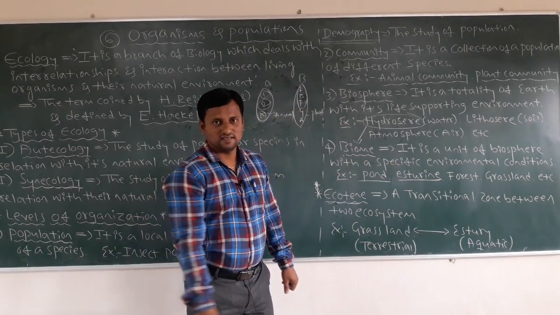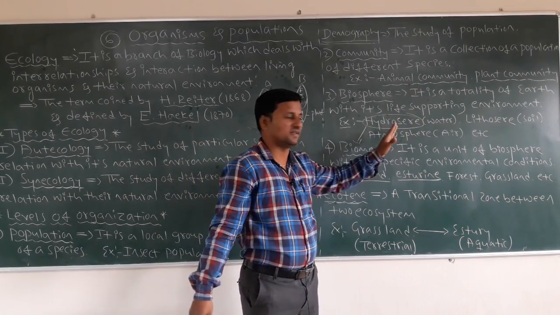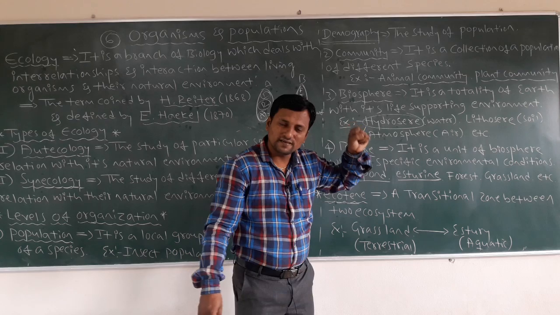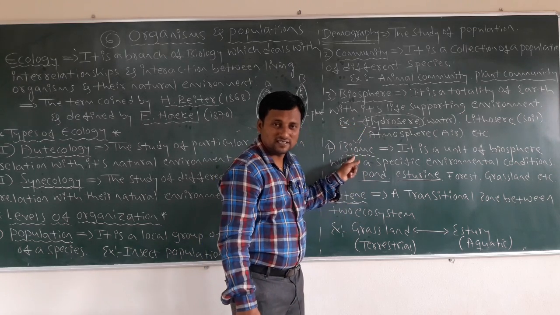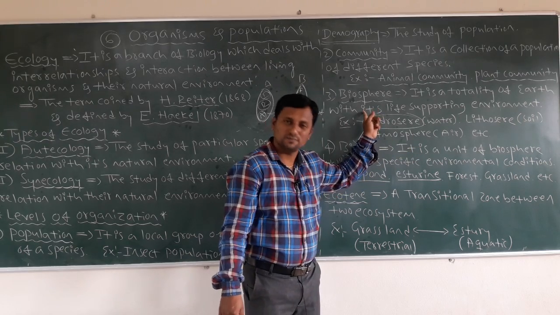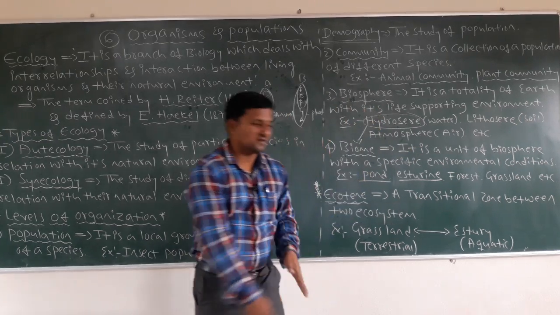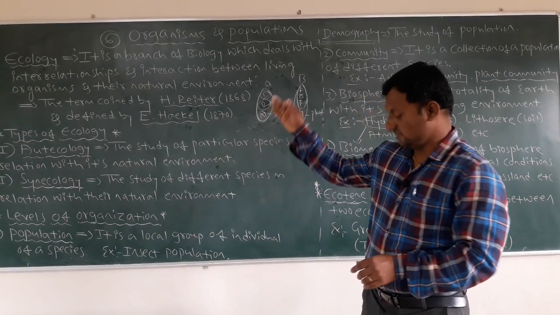The biosphere is a collection of pond, estuarine, forest, grassland, everything. In that, one particular species, a particular area, is called a biome. That's why a biome is a unit of the biosphere. So these are the introductory concepts about which one?